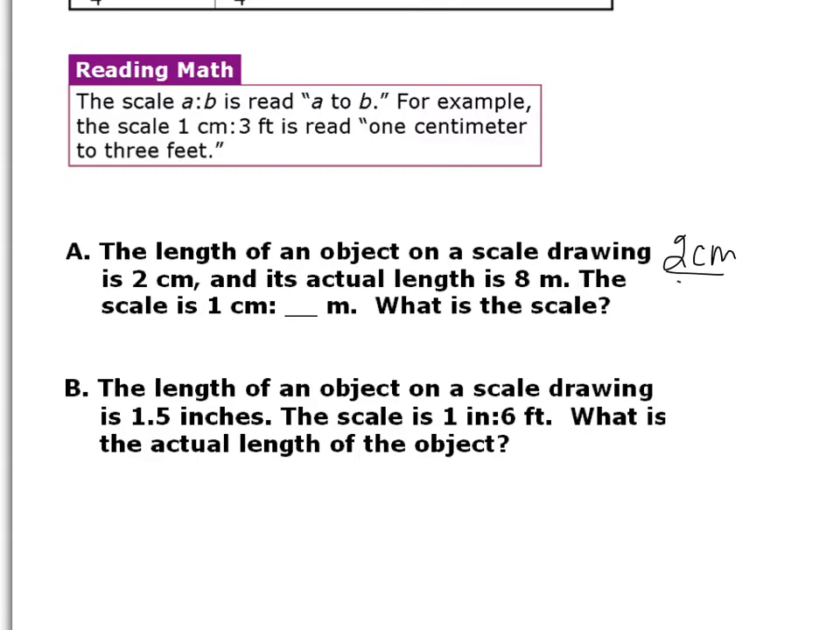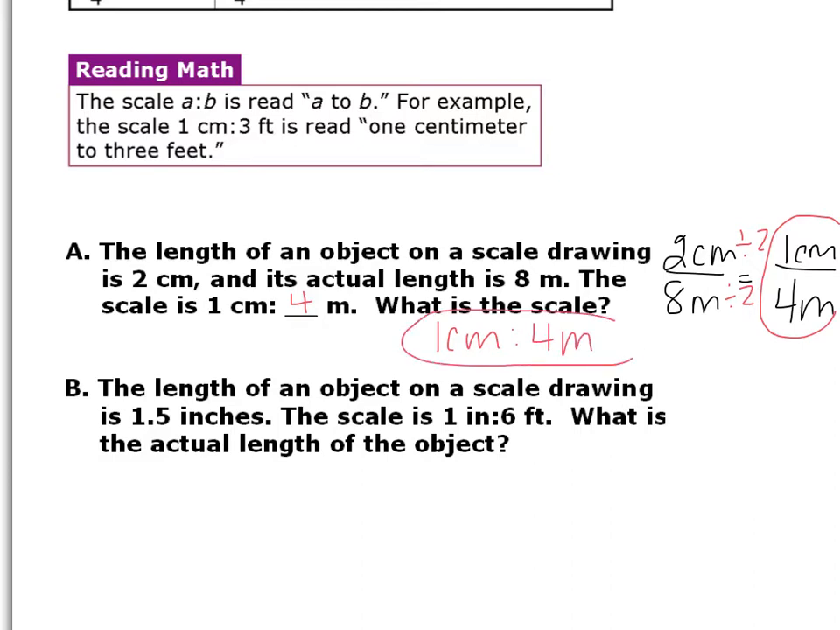Okay, so we're going to set it up, and we're going to have 2 centimeters over 8 meters. And all we're going to do is we're going to reduce those, okay? So we end up with 2 divided by 2 is 1 centimeter, and 8 divided by 2 is 4 meters. So we just divided each of our terms by 2. Okay, so we end up with 1 centimeter over 4 meters. Okay, so 1 centimeter to 4 meters. I'm going to fill that in right here. So what is the scale? The scale is 1 centimeter to 4 meters. Okay?